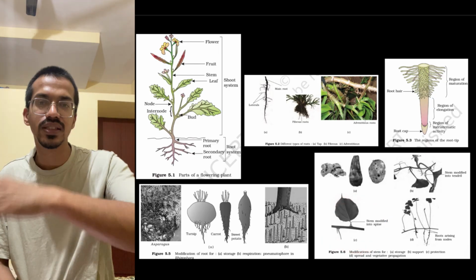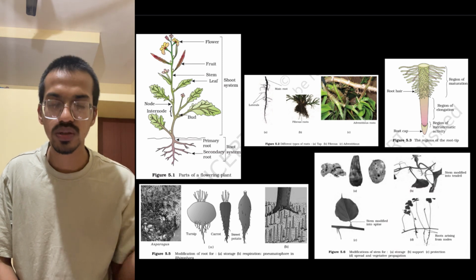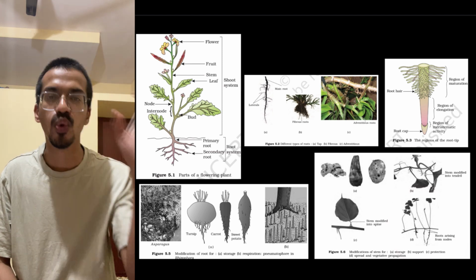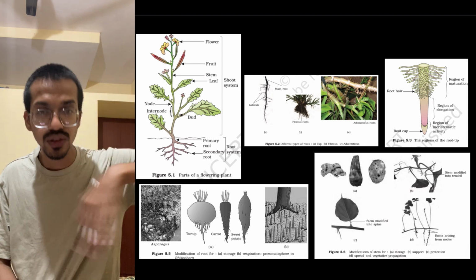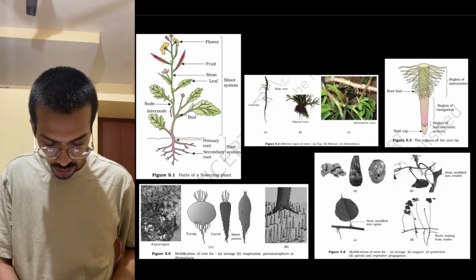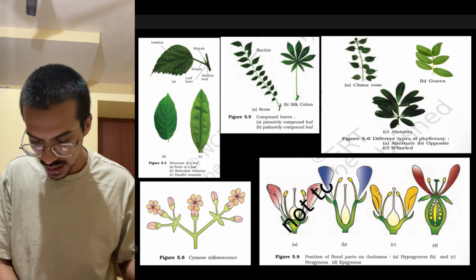And it could be offsets, like it grows from one part and goes over the water, over the soil or under the soil, and runs through it and comes out as a new plant. Okay, so this could be there. Then comes the leaf part.